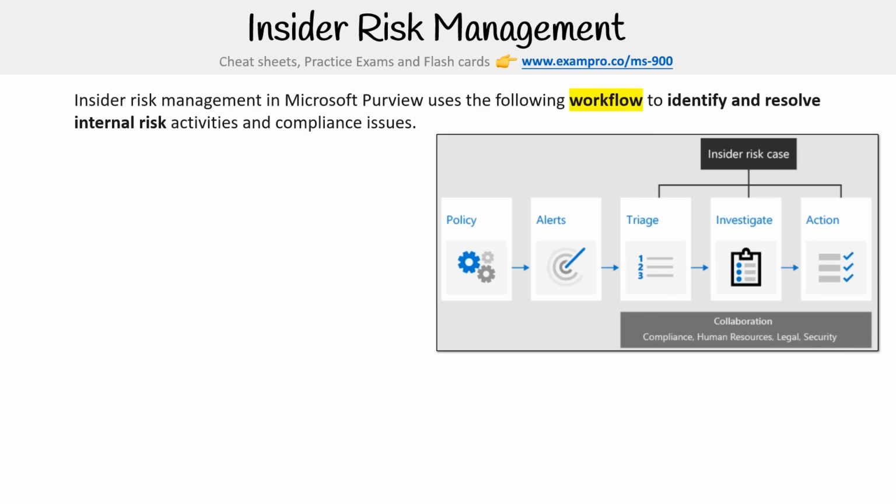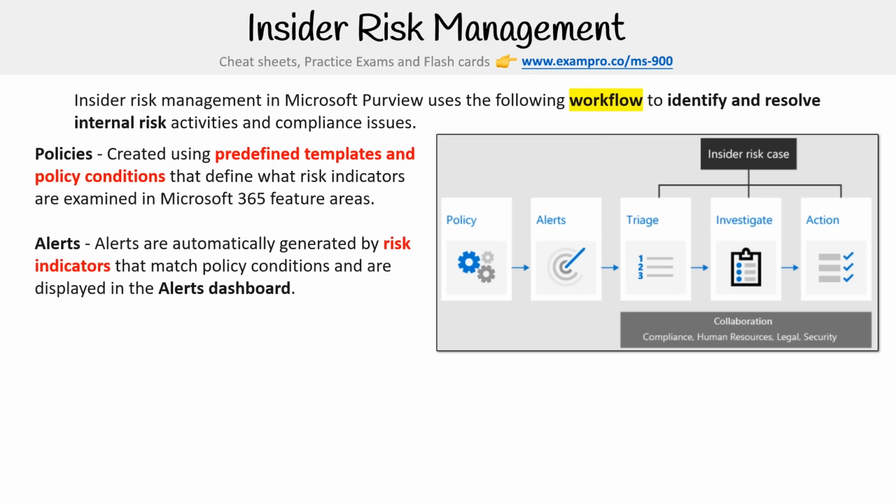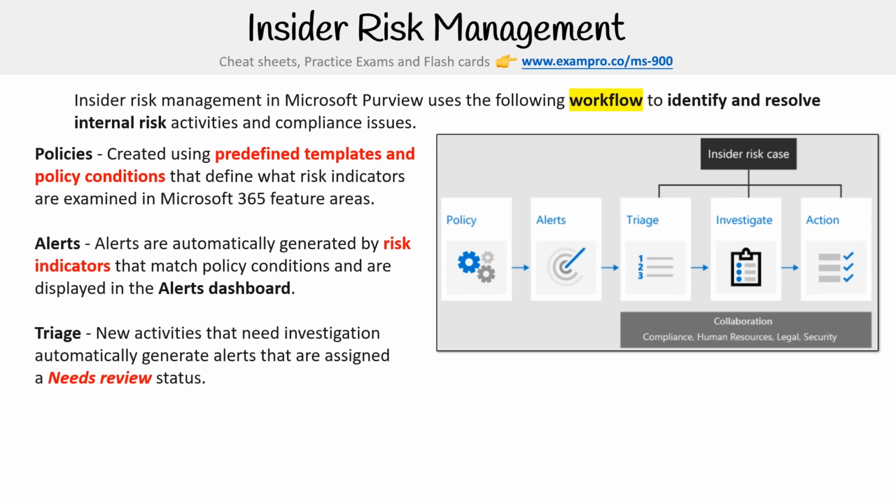Insider Risk Management in Microsoft Purview uses the following workflow to identify and resolve internal risk activities and compliance issues. The first is policies, so these are created using predefined templates and policy conditions that define what risk indicators are examined in Microsoft 365 feature areas. Next, we have alerts, so alerts are automatically generated by risk indicators that match policy conditions and are displayed in the alerts dashboard. This dashboard enables a quick view of all alerts needing review, open alerts over time, and alert statistics for the organization. Then we have triage, where new activities that need investigation automatically generate alerts that are assigned a needs review status.